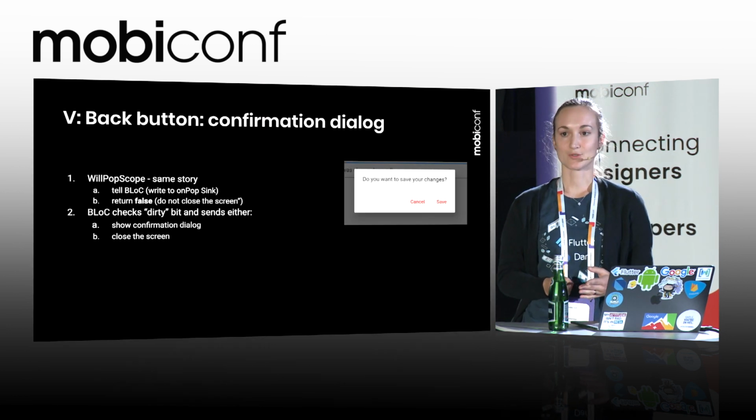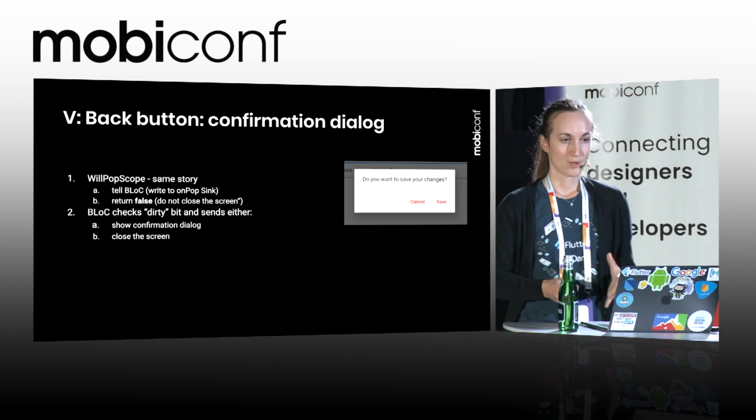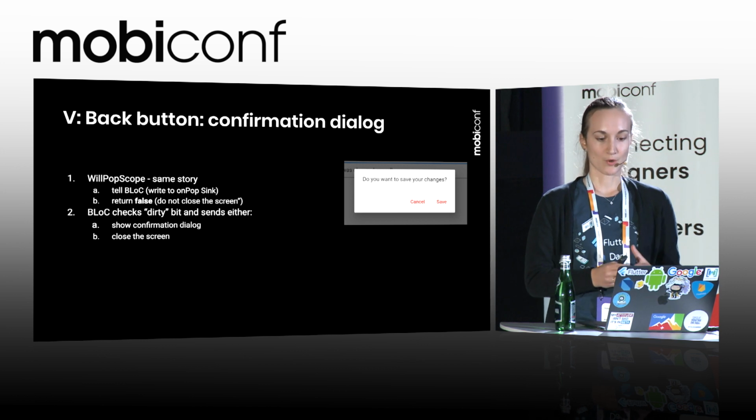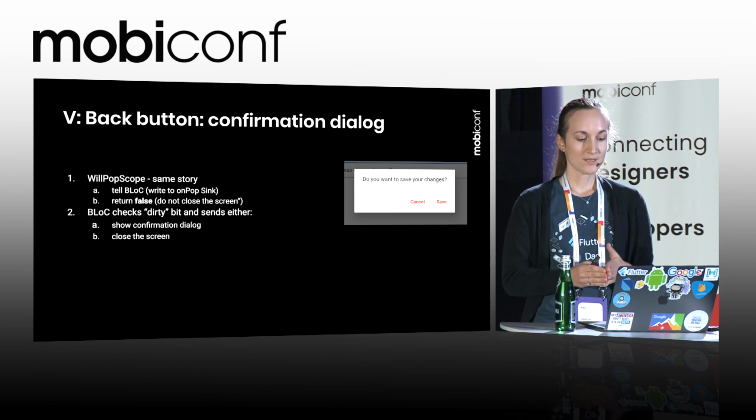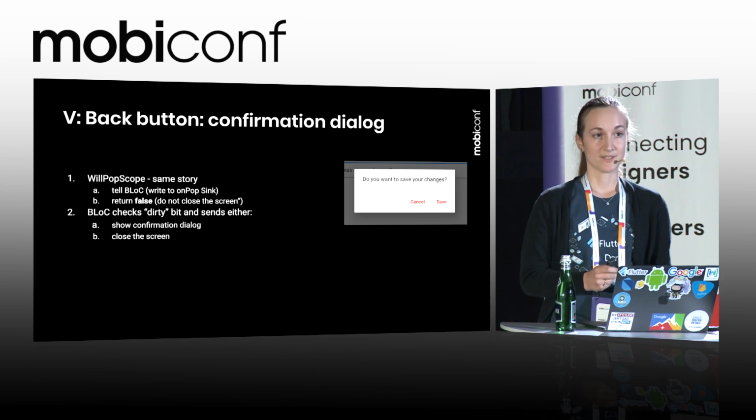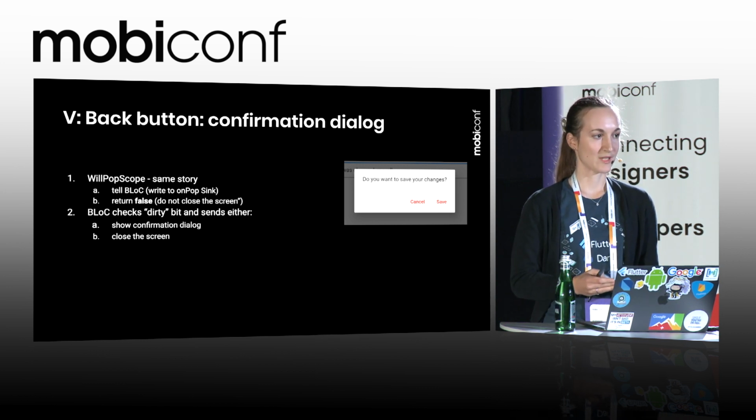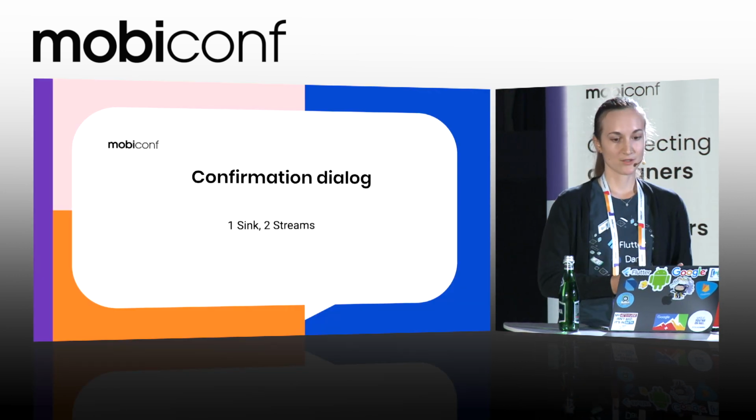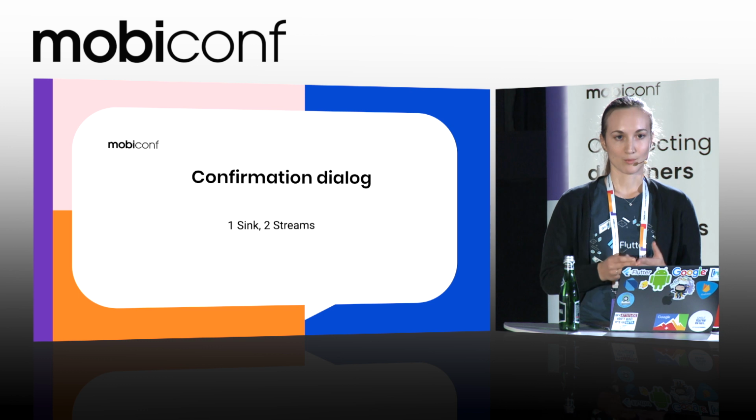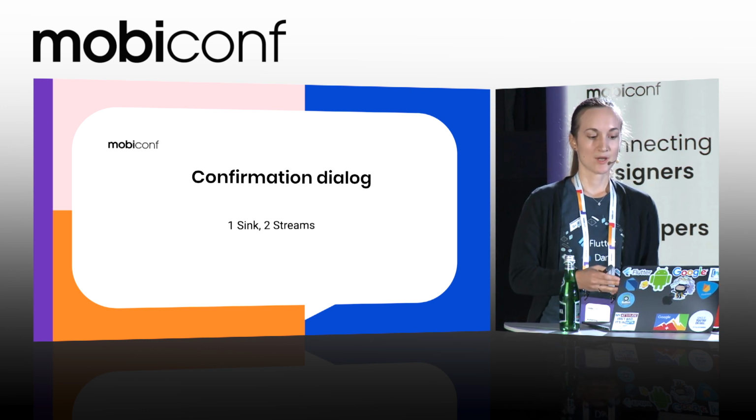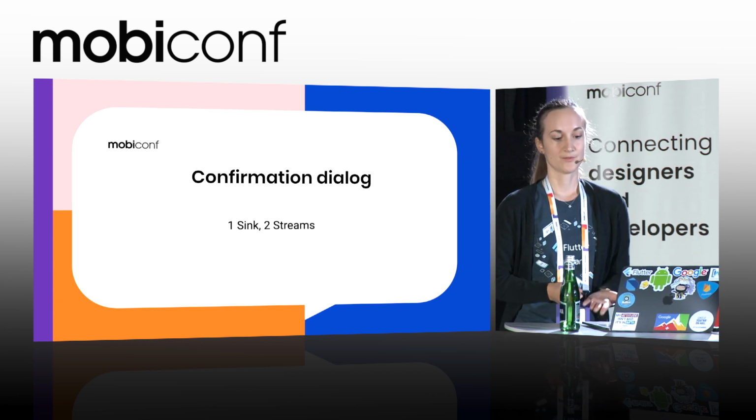Another way is to show a confirmation dialog, asking whether the user wants to save changes. The same story with WillPopScope, but BLoC tells the view to show a confirmation dialog if data was changed, because BLoC keeps track of this dirty bit. And to implement this business logic, we need at least one sink, that the user leaves the screen, and two streams. One is to show the confirmation dialog, and another one is to leave the screen.